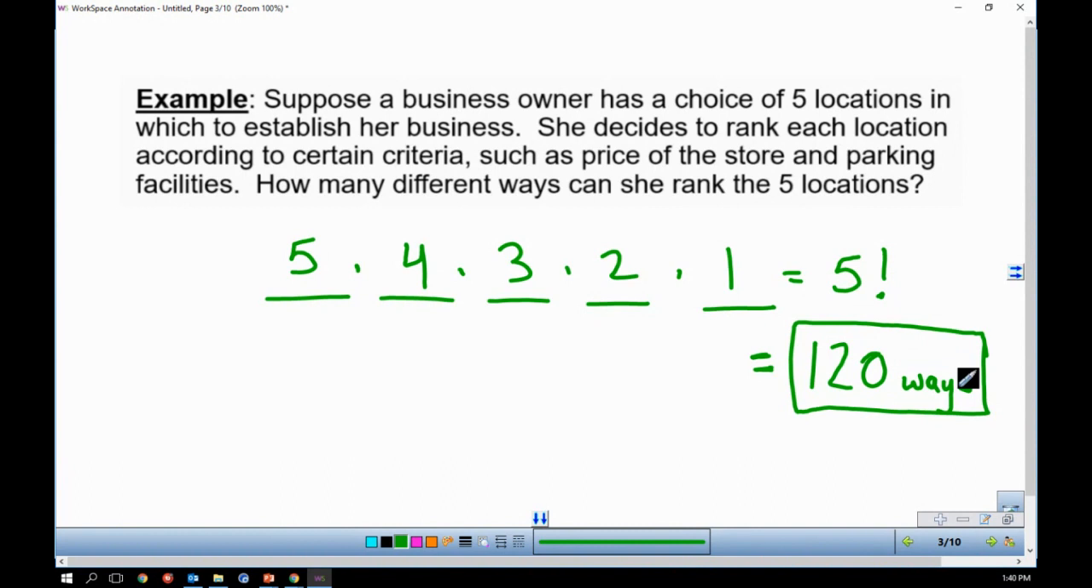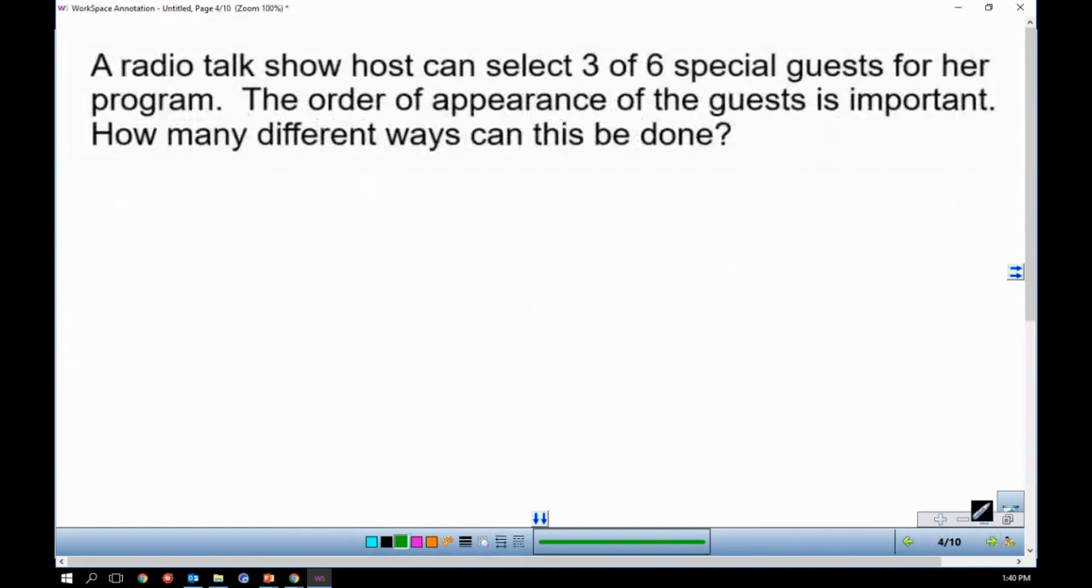Questions on this one? Okay, so next one. A radio talk show host can select 3 of 6 special guests for her program. The order of appearance of the guests is important. How many different ways can this be done?